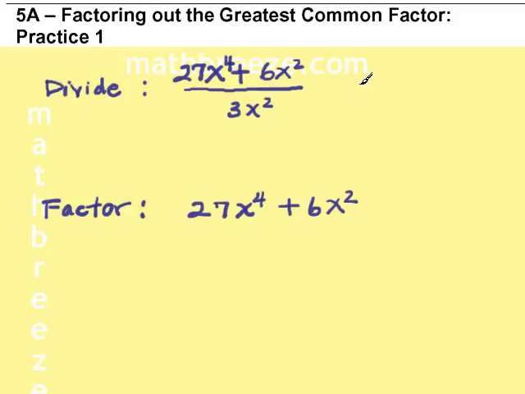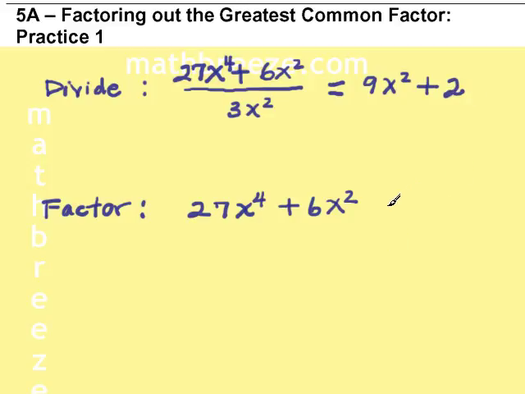In order to introduce factoring, we're going to look at these two examples. Here we have a division. Like we did in the last section, we're dividing this numerator by 3x squared, and we'll do that term by term. So first, 3x squared into 27x to the fourth, that would be 9x squared. And then 3x squared into 6x squared, that would be 2.